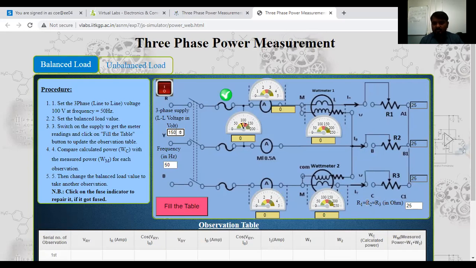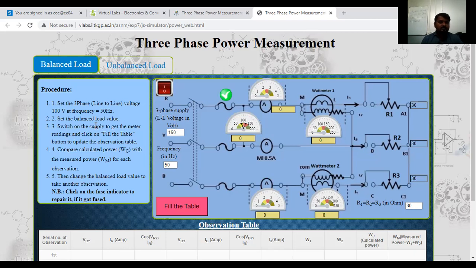So R1 equal to R2 equal to R3. Anywhere we can give this resistance value. I will give 30 here. Is it clear? I'll give 30. There is no current and voltage at all because the switch is open here now. Main supply is off here.